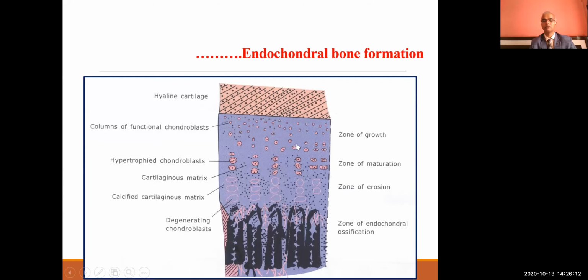These are sections of endochondral bones. There are 4 zones: zone of growth, zone of maturation, zone of erosion, and zone of endochondral ossification. These are the hyaline cartilage template, columns of functional osteoblasts, chondroblasts, hypertrophied chondroblasts, cartilaginous matrix, calcified cartilaginous matrix, and degenerative chondroblasts.